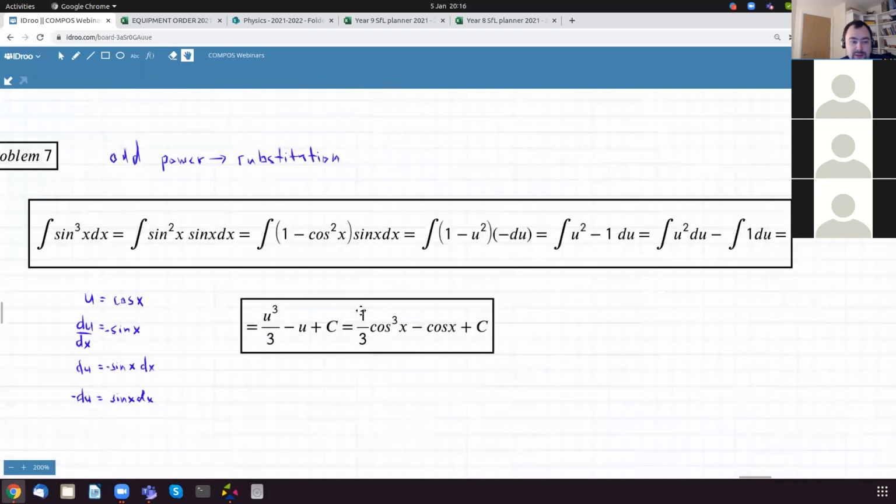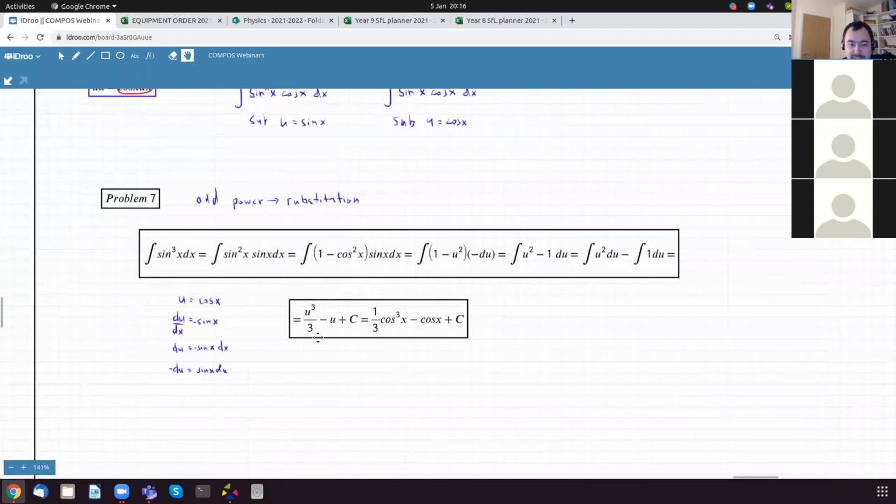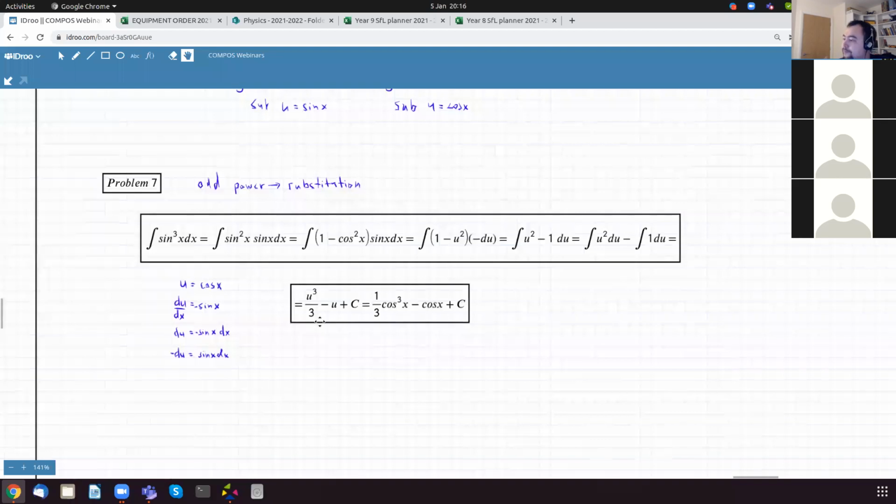A quick vote. How well do you understand this problem? Any questions? Brilliant. All right, brilliant. Very good to hear.